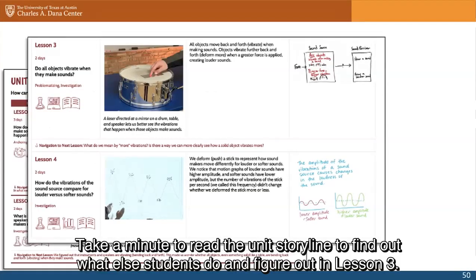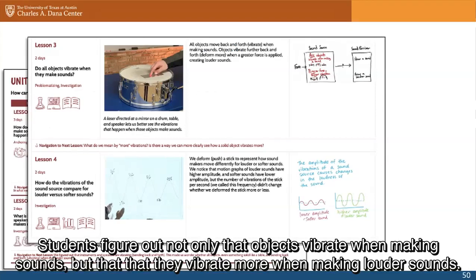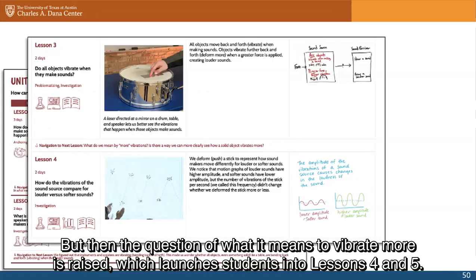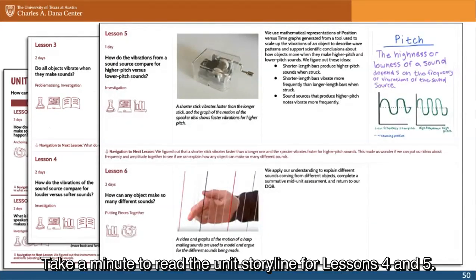Take a minute to read the unit storyline to find out what else students do and figure out in Lesson 3. Students figure out not only that objects vibrate when making sounds, but that they vibrate more when making louder sounds. But then the question of what it means to vibrate more is raised, which launches students into Lessons 4 and 5. Take a minute to read the unit storyline for Lessons 4 and 5.